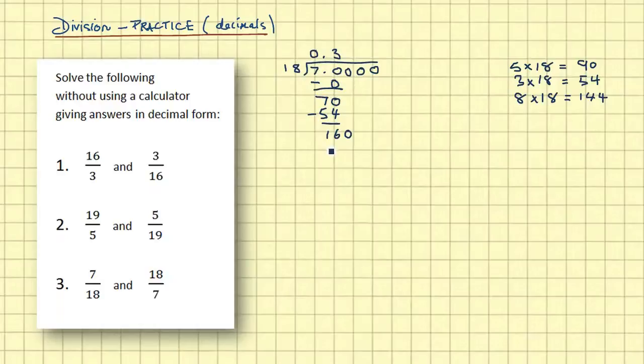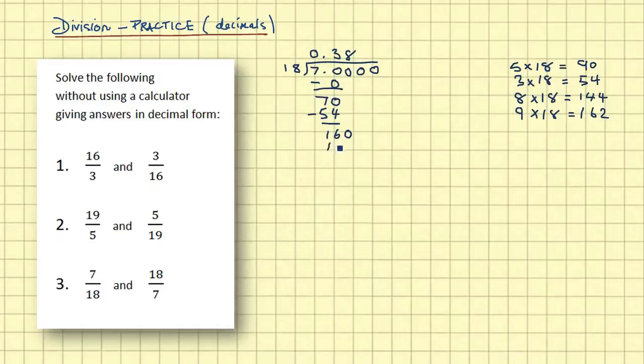9 times 18 will go a little higher. So if we add 18 onto here, it's like adding 20 onto here, subtracting 2. So we would have 164, subtract 2, 162. It's gone too high. So we can be confident that it is 8. We put our 8 down here. 8 times 18 then is 144.